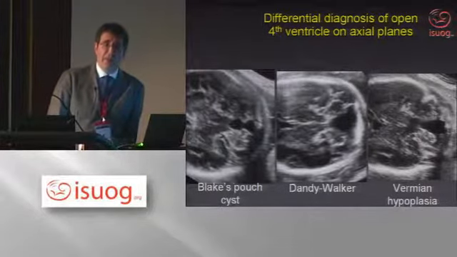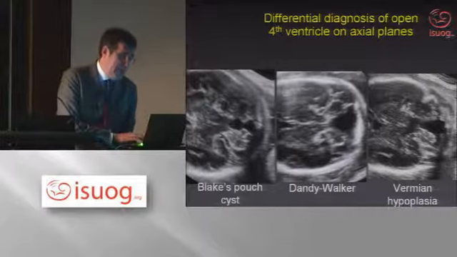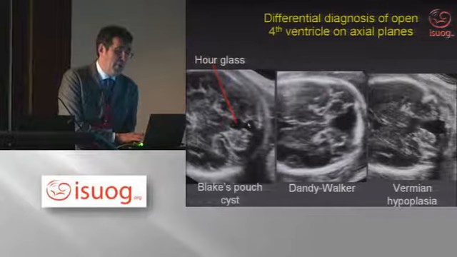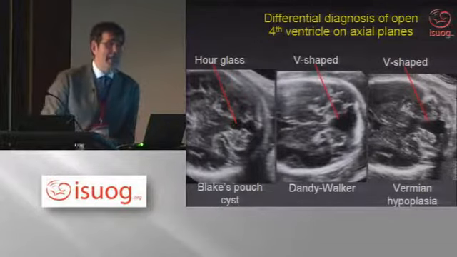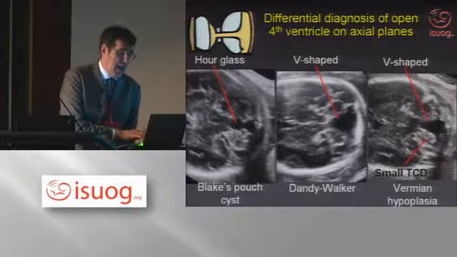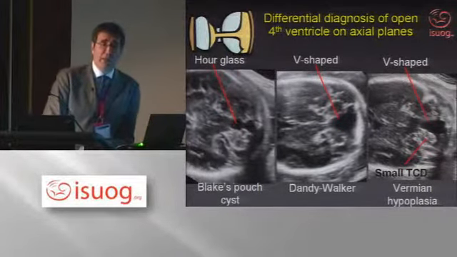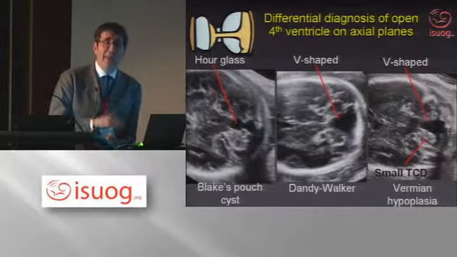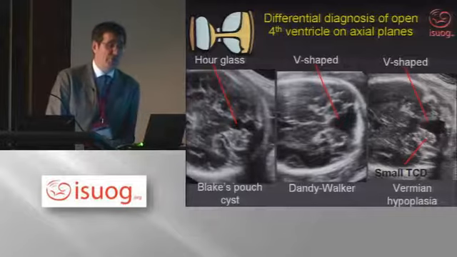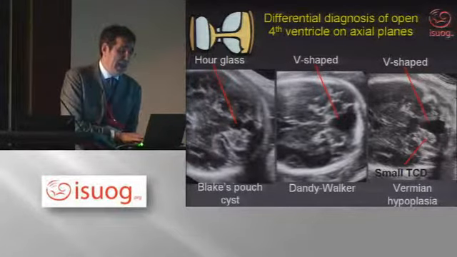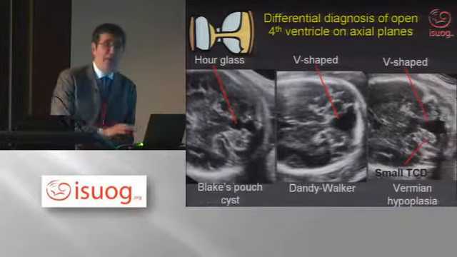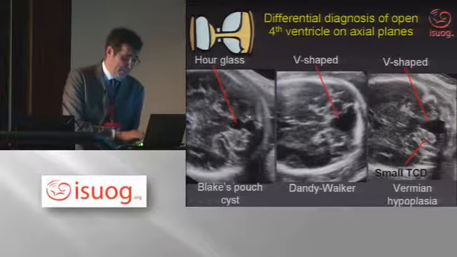Well, I think that there is an important difference that has been noted, and it is the shape of the communication, because in this case it is hourglass, like in this case it is V-shaped or square-shaped. And remember this because it is important. Looking in retrospect at 20 cases plus a few more cases that we had, this always proved to be completely true. Whenever there was an hourglass configuration, the vermis was intact. And whenever it was V-shaped, it was abnormal.